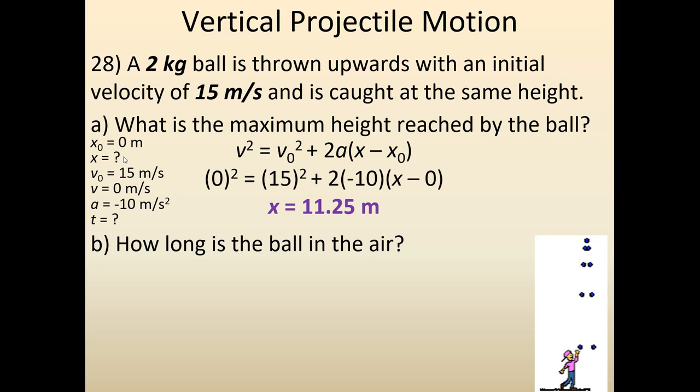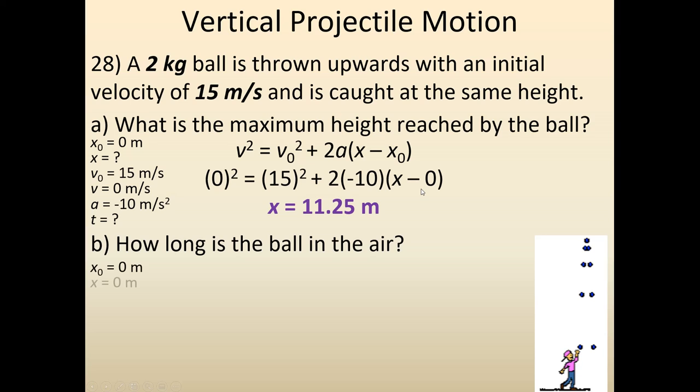Now, part B asks, how long is the ball in the air? This is worded a little bit poorly. It's referring mainly to the total time. So if we go back to the original problem, it says that it was caught at the same height. I didn't take that into account here because I essentially ended the problem early. But now that they want to know how long the ball was in the air, I'm going to end it at its final position, which is the same height it was thrown at.